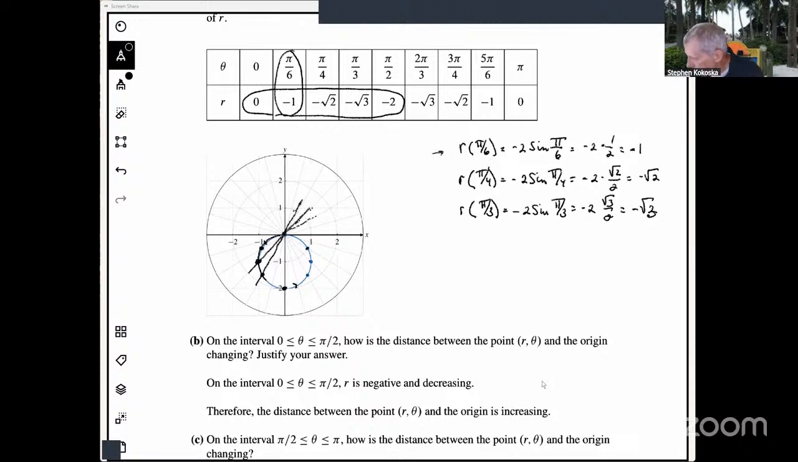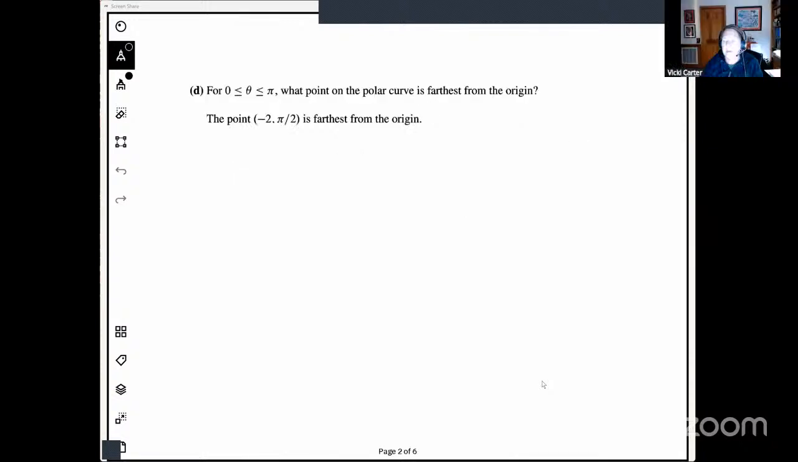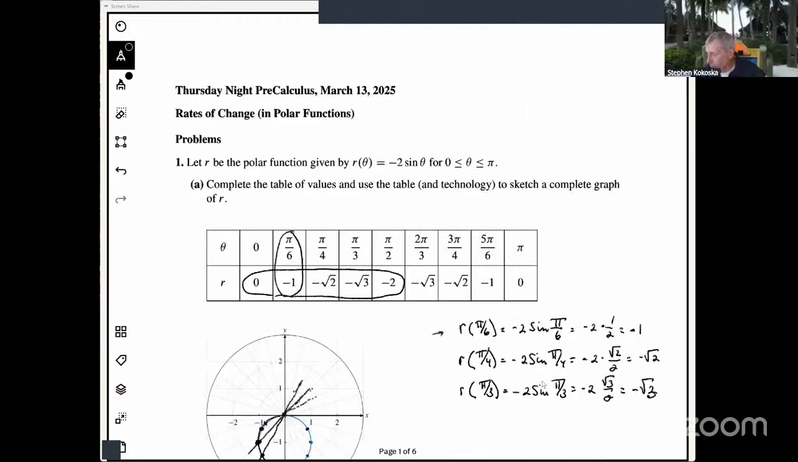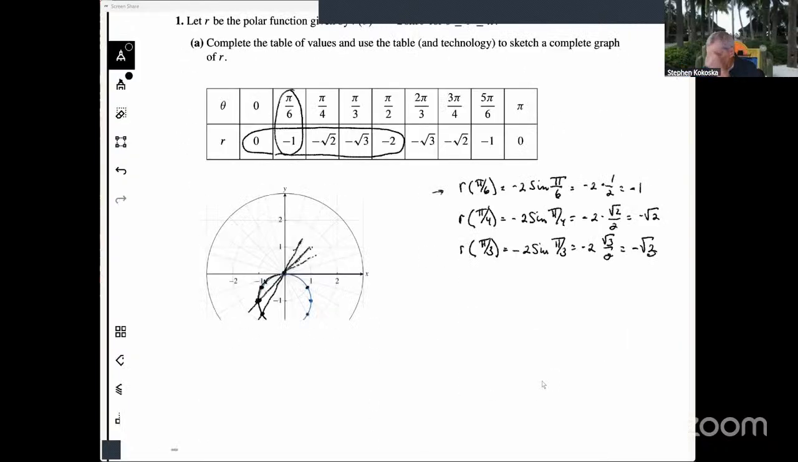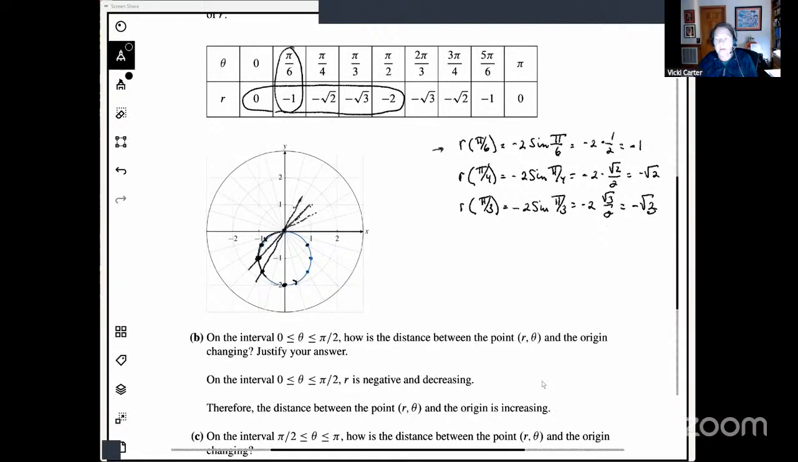Pretty good. So Steve, just to mention to students that are participating tonight, yes, please. Connection of r being negative and decreasing on that interval from 0 to pi over 2. Yes.